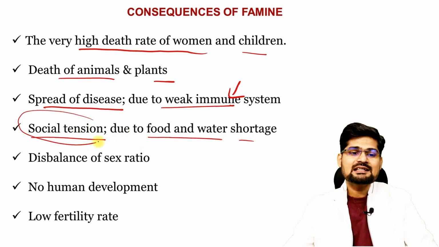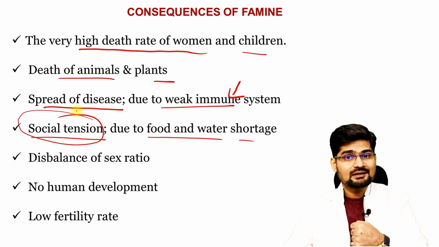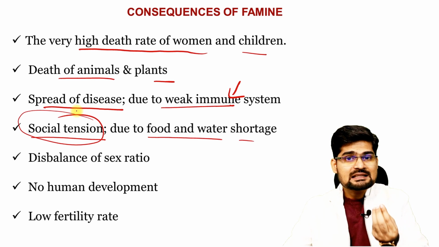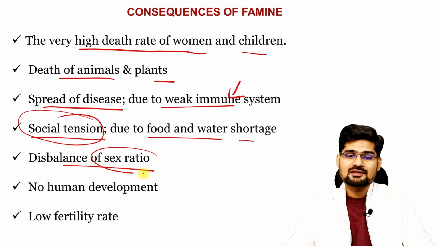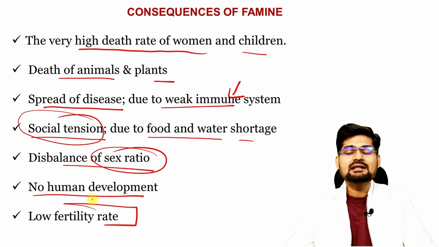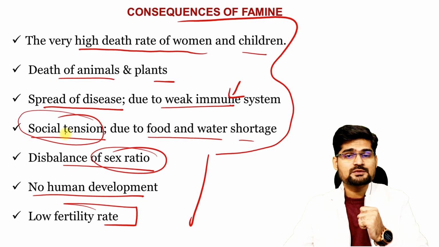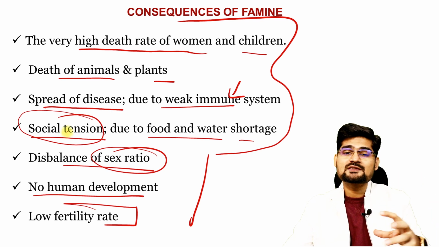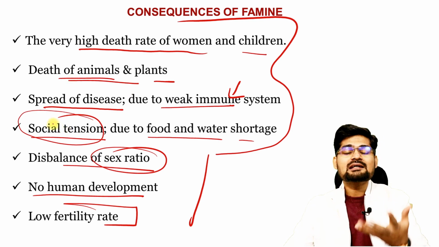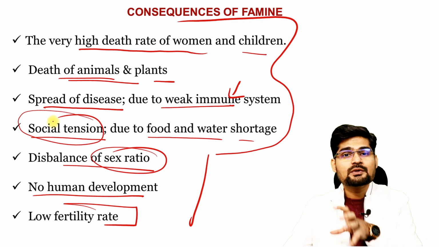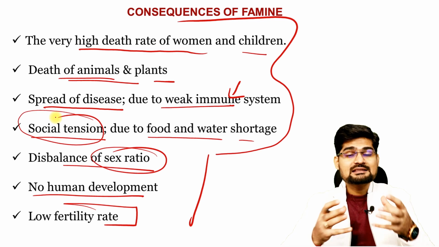So if there is a scarcity, it means there will be a civil war like situation. Extreme fight for food and water, right? That's in some countries you can observe where there is scarcity. So scarcity would lead to the social tensions as well. Then disbalance of sex ratio, no human development, low fertility rate, and several others. Now these are certain things which are of different natures, having consequences on various aspects, not just on human being, but also on the animals and plants. The entire ecosystem is going to be affected if there is a persistence of famine-like situation across the world. That's why we need to look into the security side, the sustainability side.